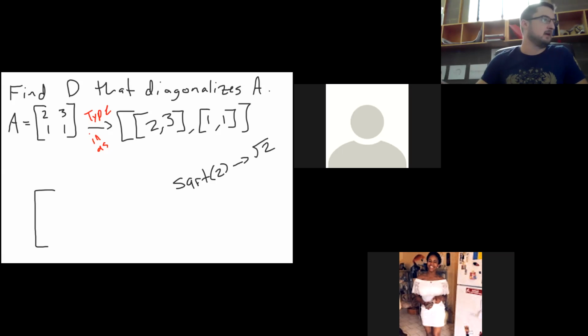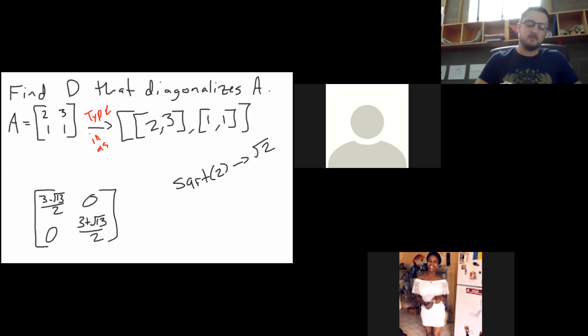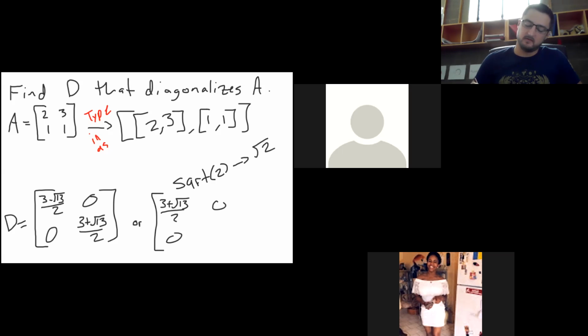It would have looked like, depending on what you found your eigenvalues to be and what order you want to put them in, 3 minus the square root of 13 over 2, 0, 0, 3 plus the square root of 13 over 2. You can enter that as your D, and technically, you could also have done 3 plus the square root of 13 over 2, 0, 0, 3 minus the square root of 13 over 2.